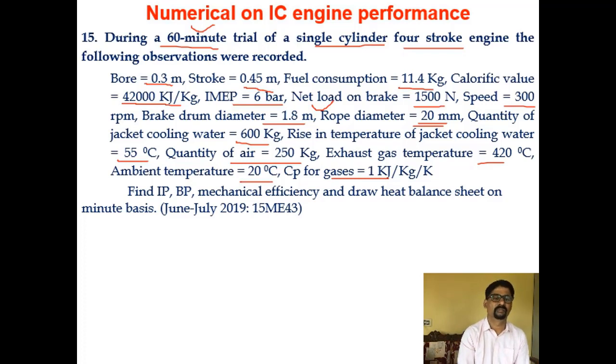So it is a very easy question. Especially while doing the heat balance sheet, be careful. The trial is conducted for 60 minutes, and the mass flow rate is given per hour. You have to convert that into per minute, because you are asked to draw the heat balance sheet on a minute basis. So all mass quantities take in kg per minute. I hope there are no other problems with this numerical. Direct question: BP is 2 pi NT by 60. IP is PMI LAN by 60,000. BP also divided by 60,000. Mechanical efficiency, heat balance sheet, no issues. Good.